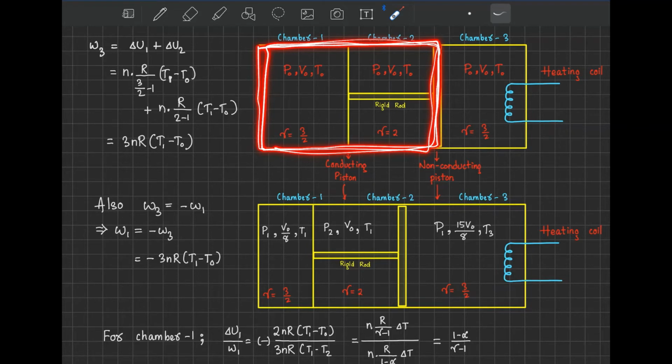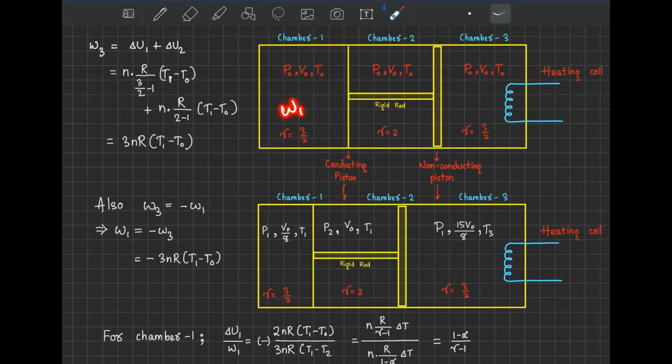So whatever work is done on or by the system in chambers 1 and 2, meaning W1 plus W2, that total work done must be equal to the change in U1 plus the change in U2. So W1 plus W2 must equal change in U1 plus change in U2. We can write it like this. Why? Because these walls are adiabatic, non-conducting walls, so there is no external heat transfer through the walls in any direction, outward or inward.